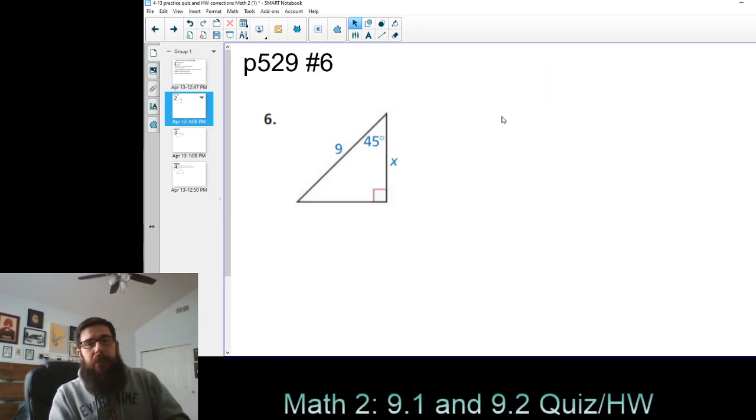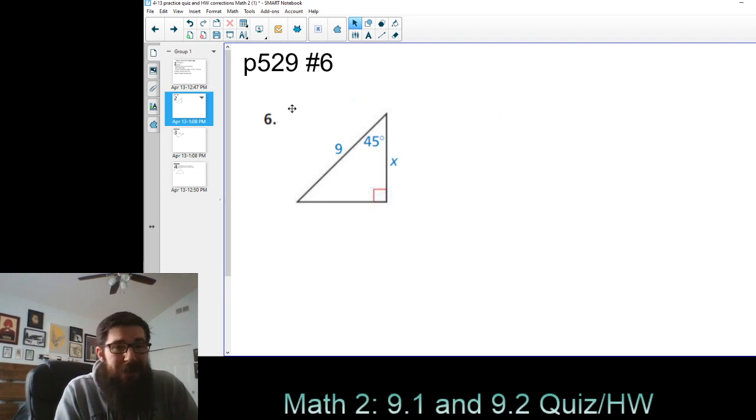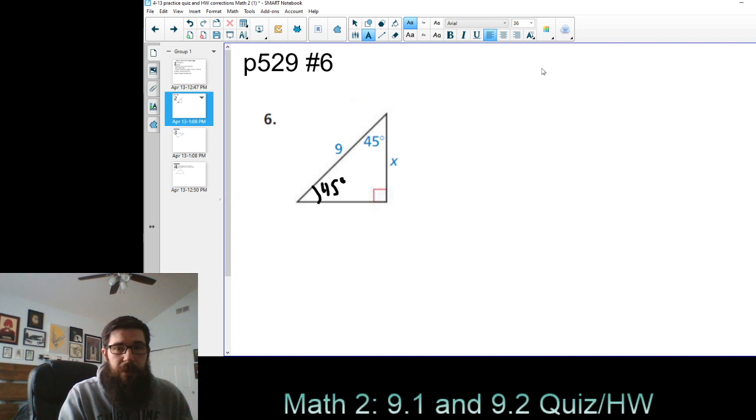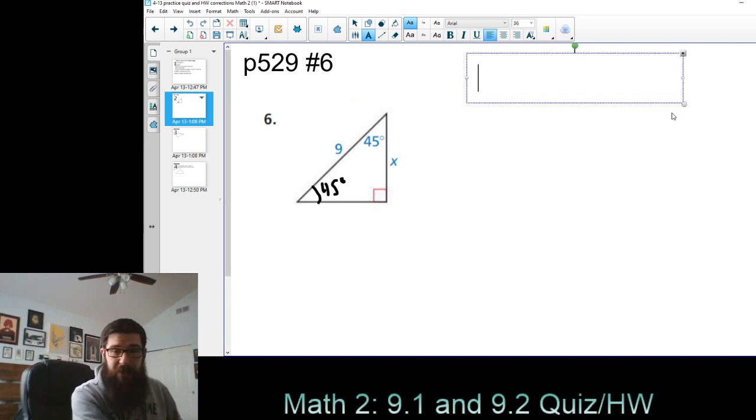First one that was one of the lower ones was this. It was page 529, number 6, from section 9.2. First thing you have to do is identify what type of triangle it is. I've got a 45-degree angle here and a 90. The only remaining angle can be 45. So once you know that it's a 45, 45, 90, I want you thinking, do you know all of the equations you need to know? There's really only one for 45, 45, 90.